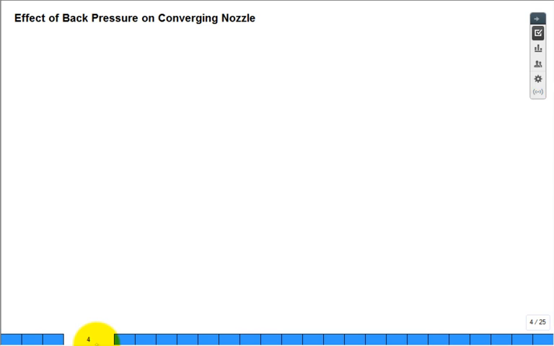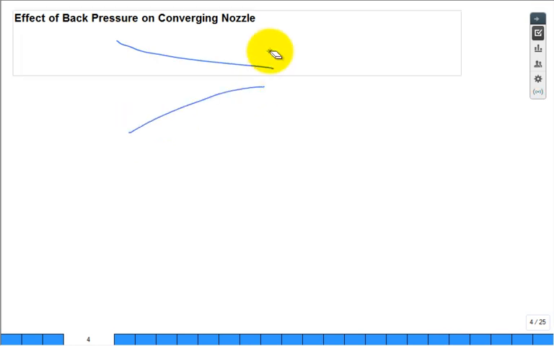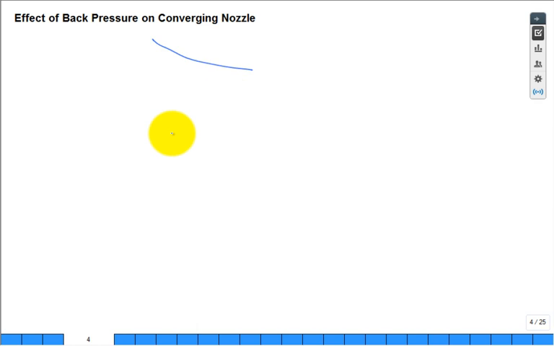So let's move into this topic. We have a converging nozzle, and I shouldn't make it that big. Here's my converging nozzle, and we have a large section that supplies a constant pressure. I'm going to call that P naught, the stagnation pressure, because in that supply it's stationary. But once it gets into the nozzle, it's flowing. It starts to flow, and then it reaches the exit of the nozzle.